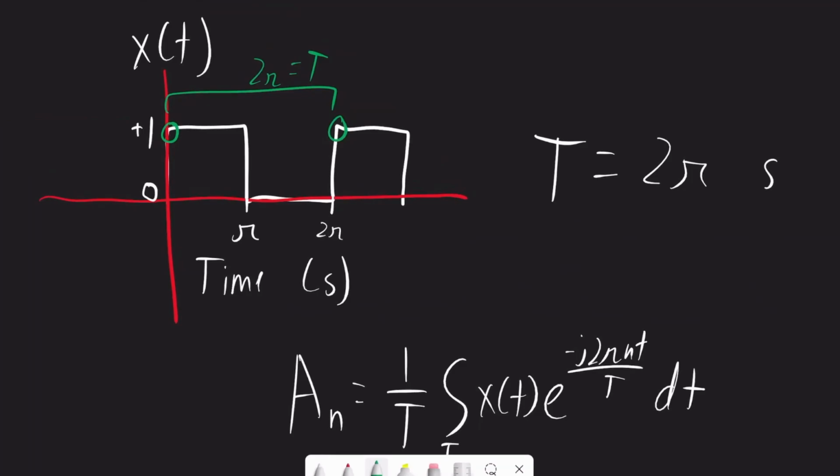So for example, we could pick from 0 seconds to 2 pi seconds, or we can pick from 2 pi seconds to 4 pi seconds, or pi seconds to 3 pi seconds. It can be any period of the signal. It's generally easiest to pick ones that give you an easy bound of integration. So in this case, if we pick a period starting with t equals 0, one of our bounds of integration will be 0. So it'll be easiest to pick the period from 0 seconds to 2 pi seconds.